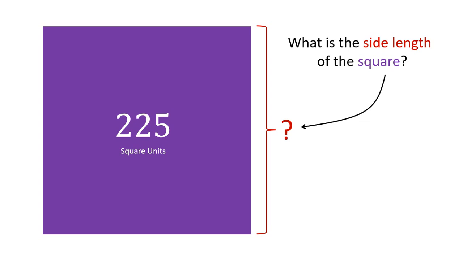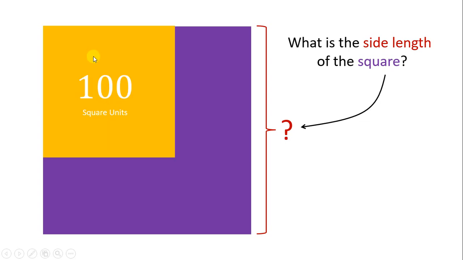Suppose we don't know the side length of this square, so we are breaking this large square into squares that we can easily find the side lengths of. Initially, I know that I can put the square of 100 here because I know that the side length will be 10, right? It is easy to answer. But there is still some length which is missing.